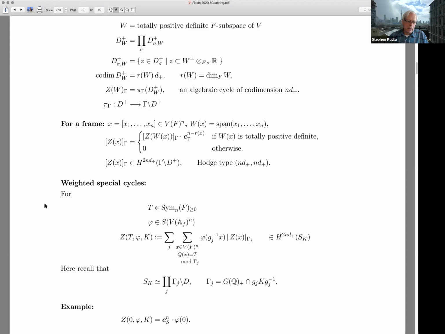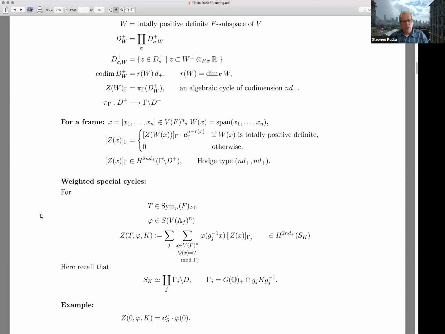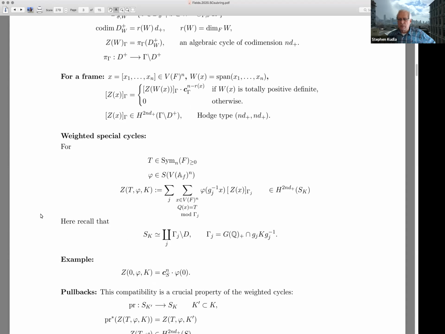Okay, so now let's go to the weighted cycles. So these are the totally geodesic cycles. Now to make weighted cycles, you're going to average over different frames here. So what you do is you fix an n by n symmetric matrix, which is positive semi-definite, and you fix a function on the finite adeles, n copies, and you sum as follows. So remember, there's a decomposition of your Shimura variety into connected pieces like this. This should have been a plus here.